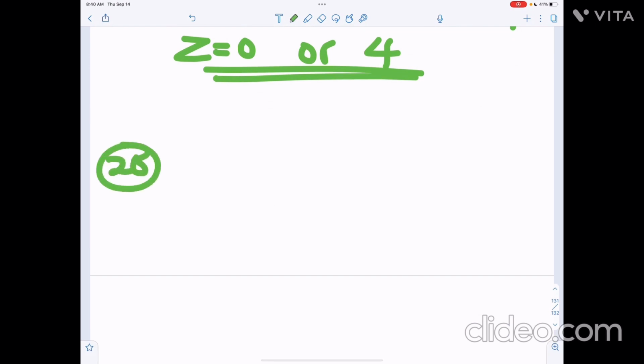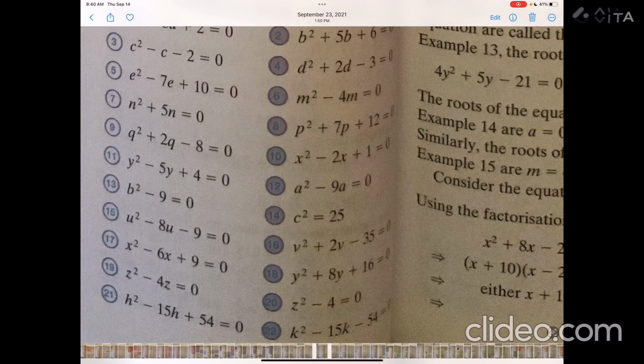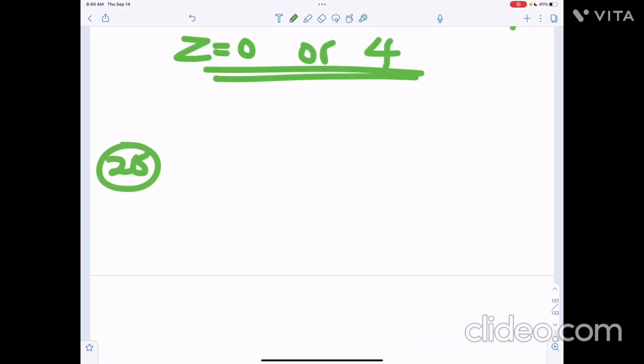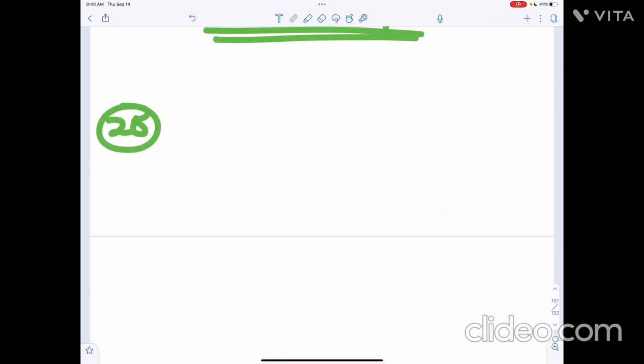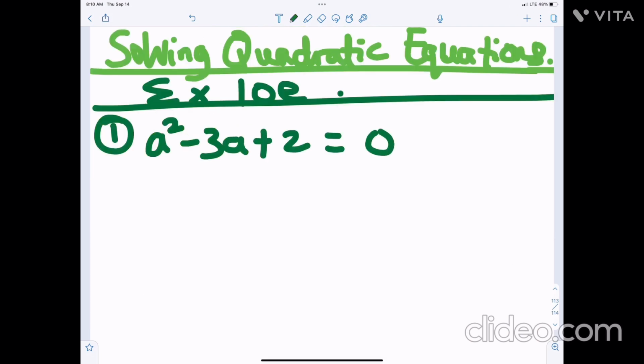Question 20 now. Question 20 is z squared minus 4 is 0. This one was z squared minus 4z. Now, let's go to the next exercise.